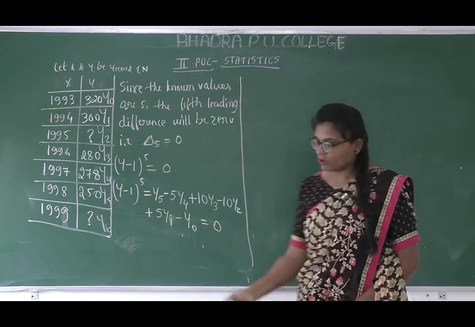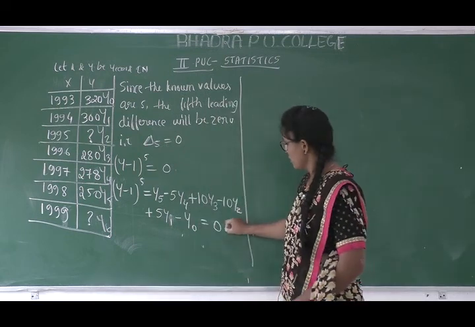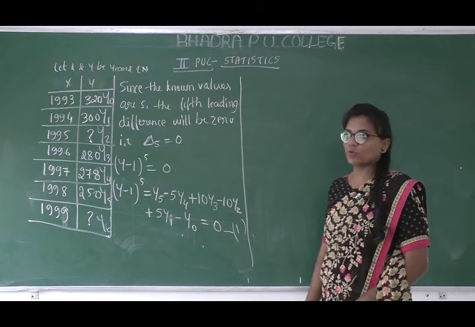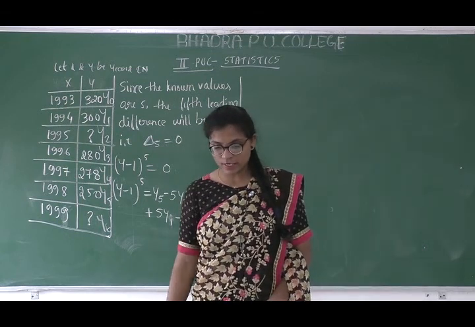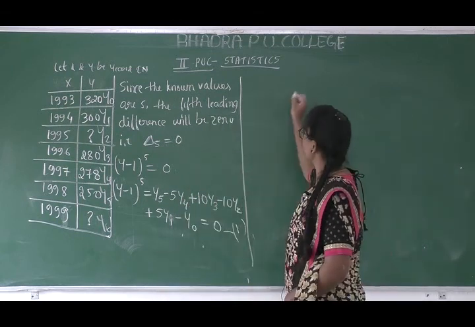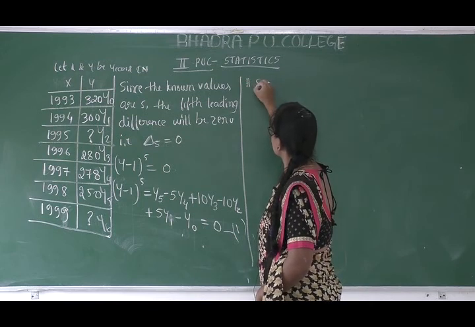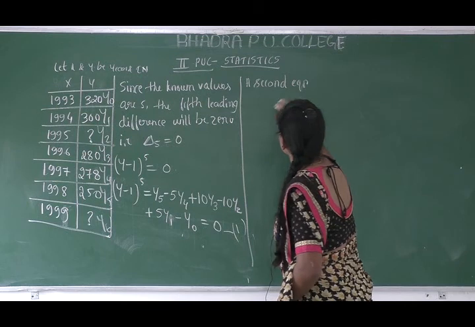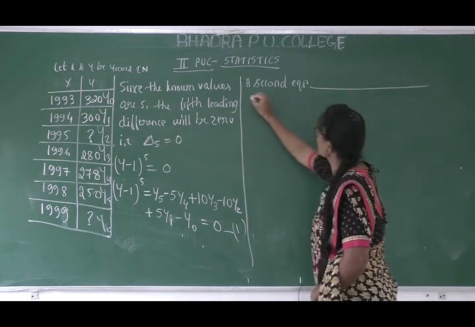So therefore call it equation number 1. So what is the next sentence? The next sentence is, and the second equation can be obtained by... So you have to write the sentence.